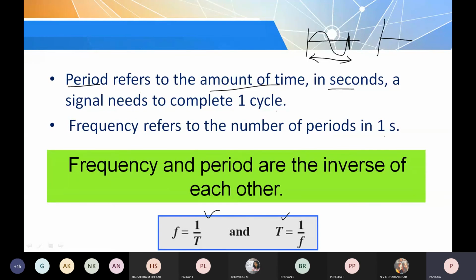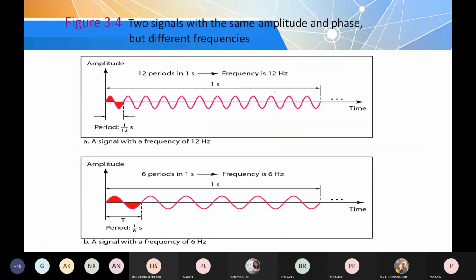It will be represented like this: in 1 second, how many cycles are covered. You should be able to calculate this. The total count is called the frequency. You can observe the frequency is not the same. I have two diagrams, this is one diagram and this is the second diagram. I am telling you they have two different frequencies.